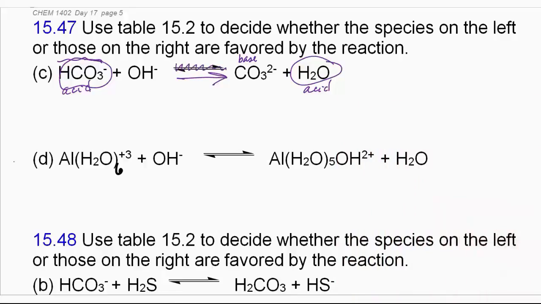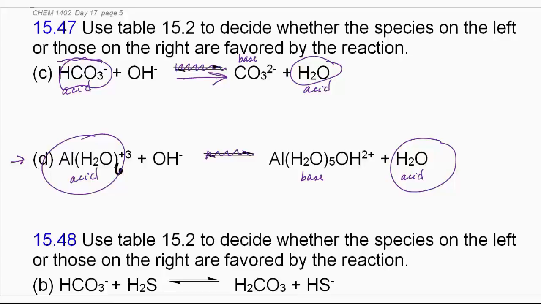How about this one? D. Find the two acids. Again, you have hydroxide, so this must be acting like an acid. That means this must be acting like a base. So if that's acting like a base, water's acting like an acid again. So identify the two acids. Always goes towards the weaker acid, and nothing's weaker than water in acid strength.